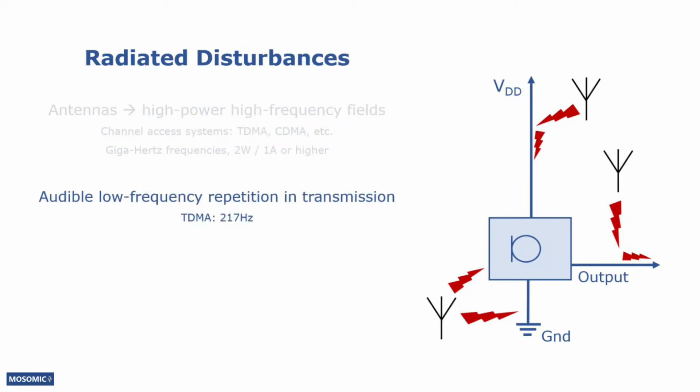The transmission can become audible, for example, if there is a low-frequency repetition involved. This is the case with TDMA systems, where the transmission pulses at 217 Hz, resulting in a buzz at audible frequencies. It sounds like this.